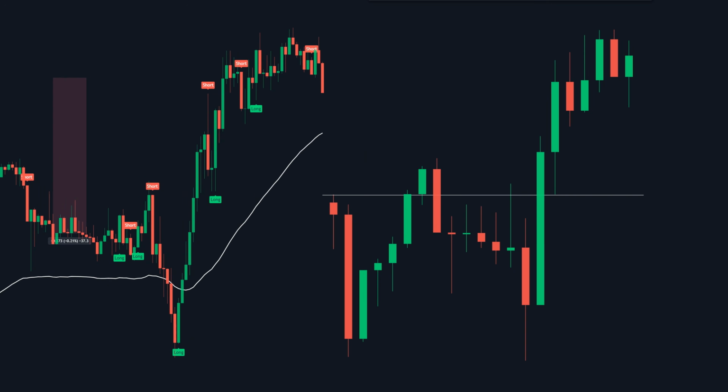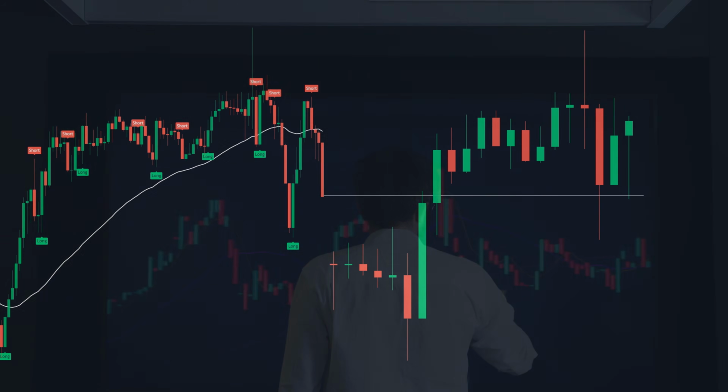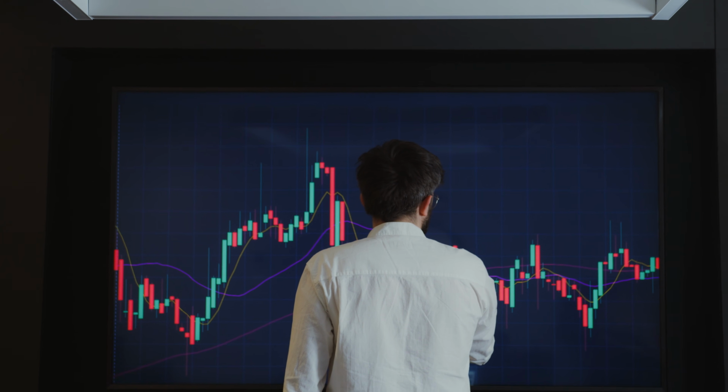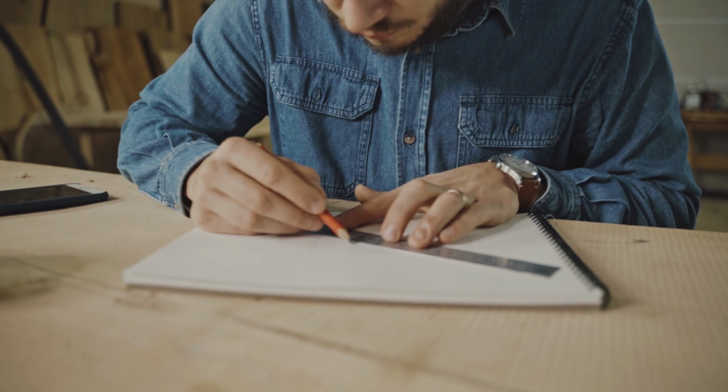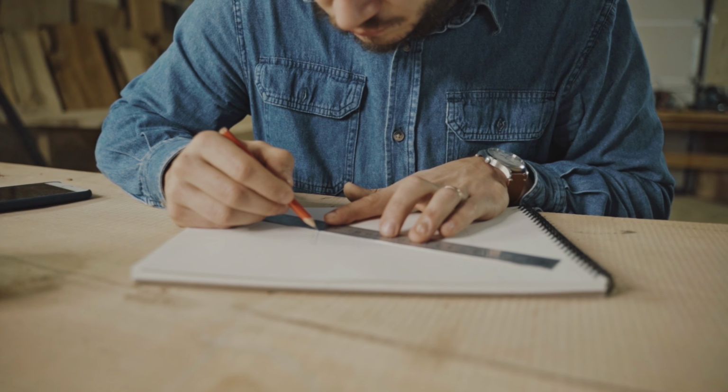In summary, the HTF Candle Insights Indicator is a tool designed to assist traders in understanding and analyzing market trends across different timeframes. With customizable visual features and powerful analytical tools, it empowers traders to identify trends and pinpoint support and resistance levels and make more informed trading decisions.